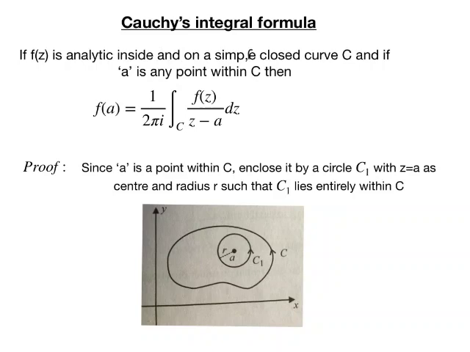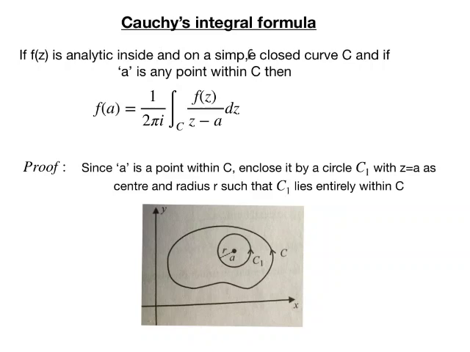Now as discussed earlier, if the point lies outside the circle, then you have to use the integral theorem. And if the given point lies inside and on the circle, then you have to use Cauchy's integral formula, which is given by f of a is equal to 1 by 2 pi i integral C f of z upon z minus a dz. Now the proof follows as given below.